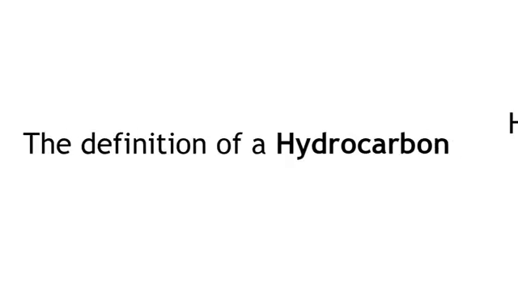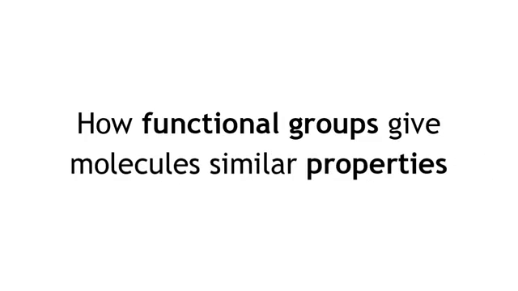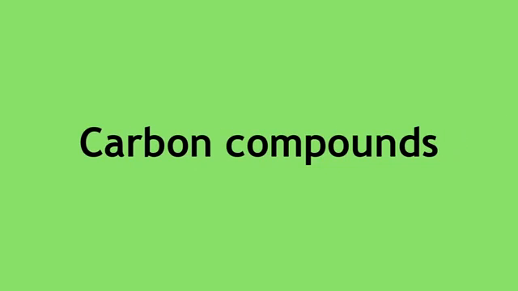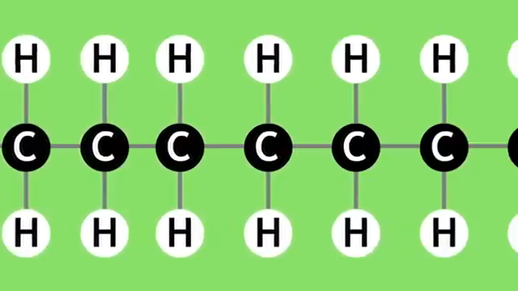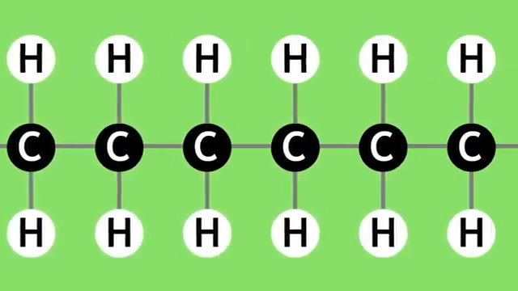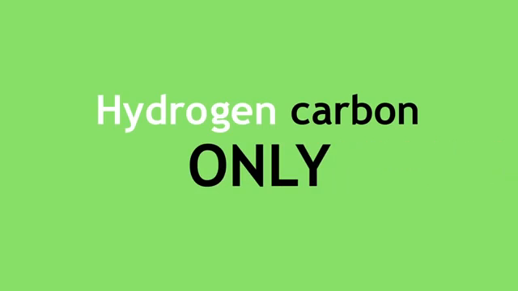In this introduction to organic chemistry, you will learn the definition of a hydrocarbon and how functional groups give molecules similar properties. Organic chemistry is the study of carbon compounds. There are many millions of organic compounds that you can make using hydrogen and carbon and arranging them in different ways. Hydrocarbons are defined as compounds made of hydrogen and carbon only.